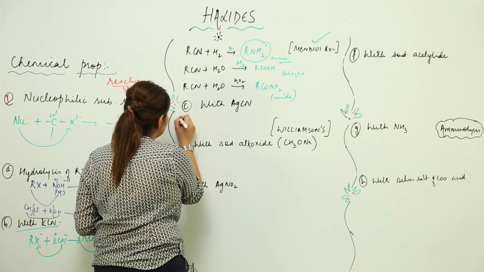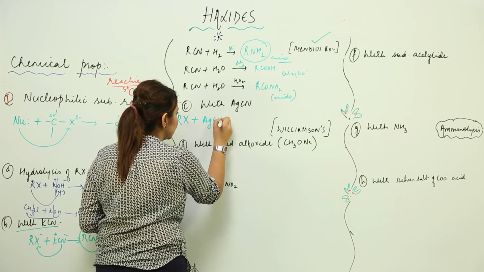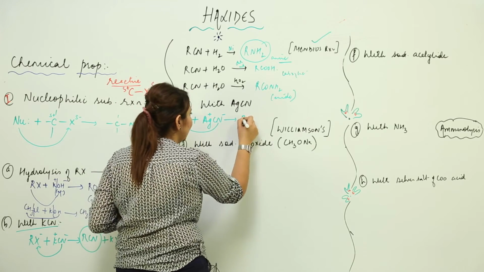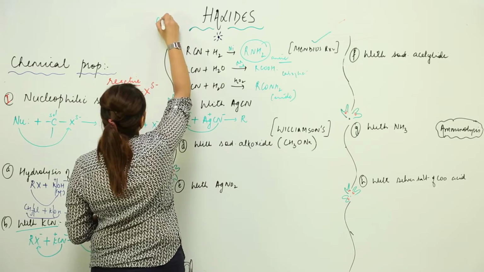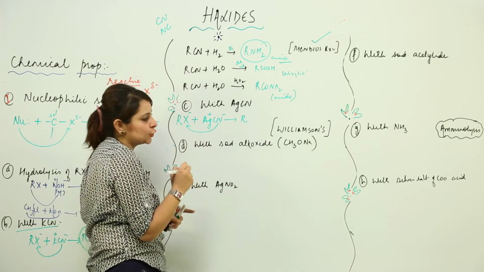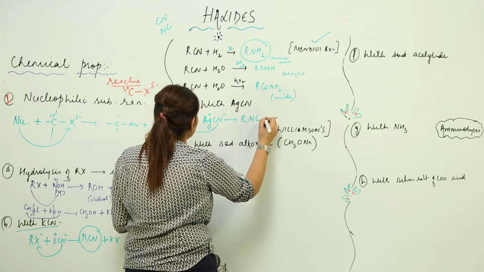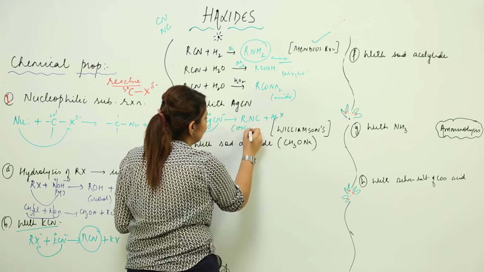Next we are adding AgCN. Let's say our alkyl halide is RX, and I am adding AgCN to it. In this case this is my nucleophile, and it is going to replace X. But we know that this is an ambident group, which means it can attach this way also, it can attach that way also. So when you react with AgCN it is going to attach in this way, and instead of cyanide we will get an isocyanide.